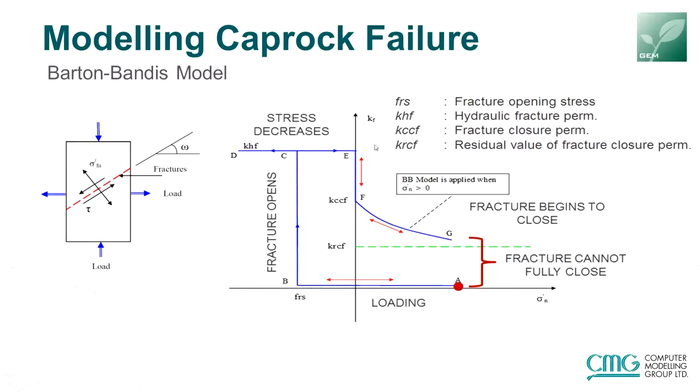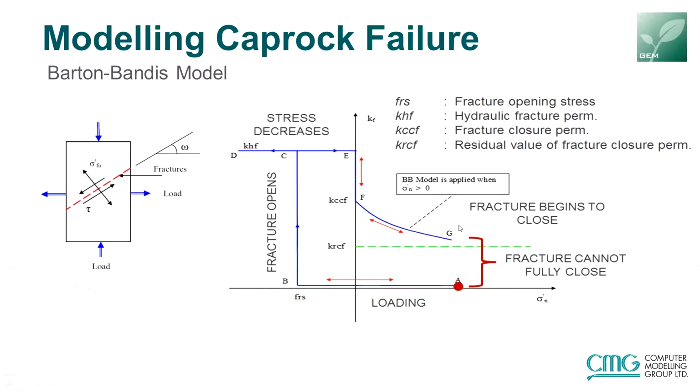On the right side I have a picture of permeability on the y-axis and normal effective stress on the x-axis. When you inject any fluid, the normal effective stress goes down, and at a certain point it goes down so much that the fracture can suddenly open up and permeability increases. And after that, even if you start producing and increasing the normal stress, the fracture cannot completely close, which you can see here.